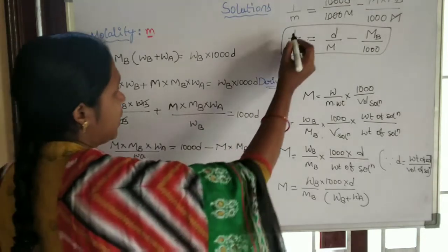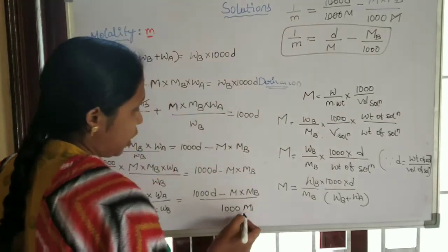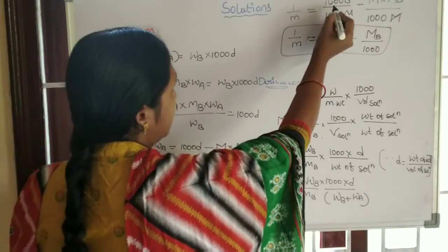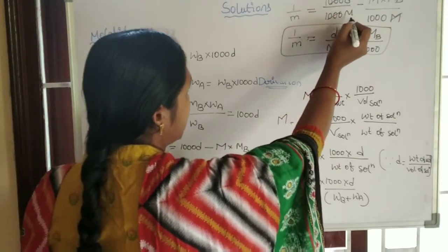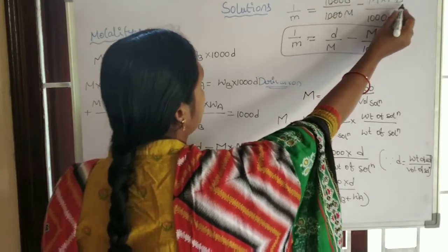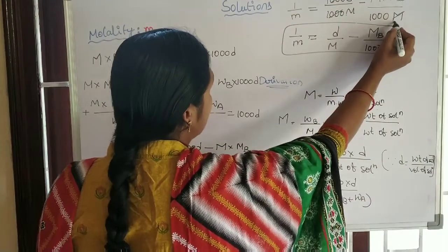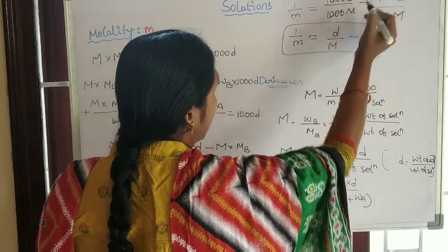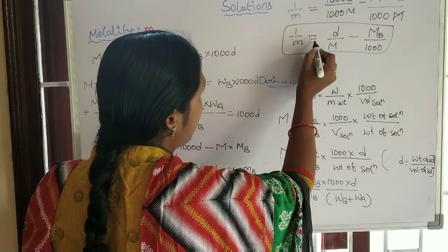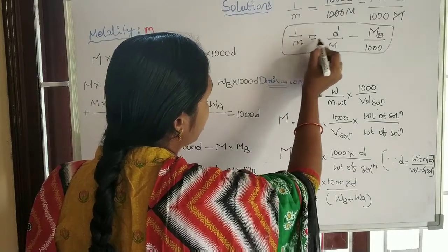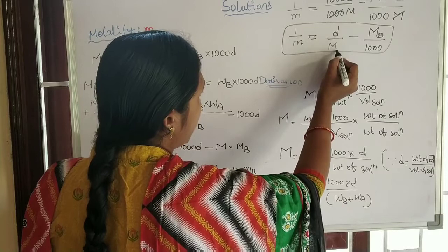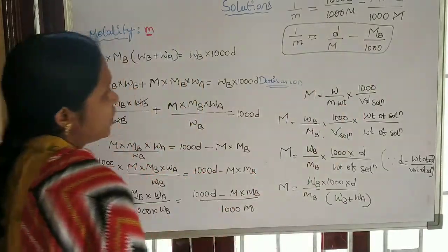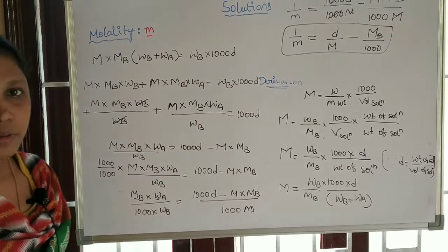So write 1 by small m, and here 1000 M belongs to this one and this one. So separate that and write down 1000D by 1000 M minus molarity into molecular weight of solute by 1000 M. Here 1000 will cancel. Here molarity cancels. So finally 1 by small m equals 1 by molarity equals density of solution by molarity of solution minus molecular weight of solute by 1000.